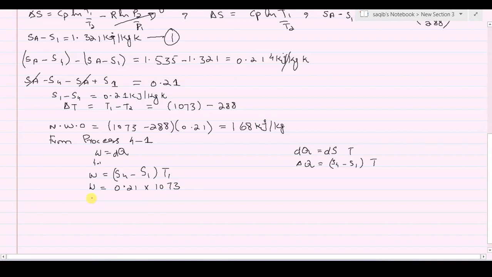So the work output from process 4 to 1, after calculation, which is very simple, and that's why I'm not showing it on the calculator, is 2296 kilojoule per kg. So this much work output is obtained when the process follows line 4 to 1.